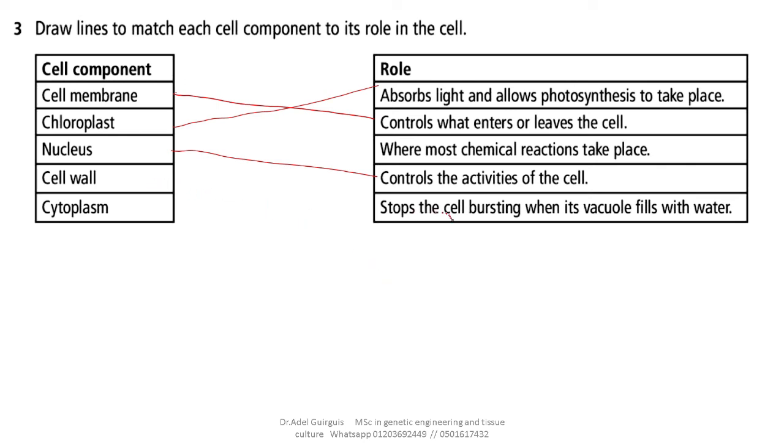The cell wall stops the cell bursting when its vacuole fills with water. When the vacuole is completely filled with water, it pushes against the cytoplasm and against the wall, and this wall prevents the cell from damage by bursting. The cell wall supports the plant cell. Last one, cytoplasm: where most chemical reactions take place. Most, not all, chemical reactions take place there.